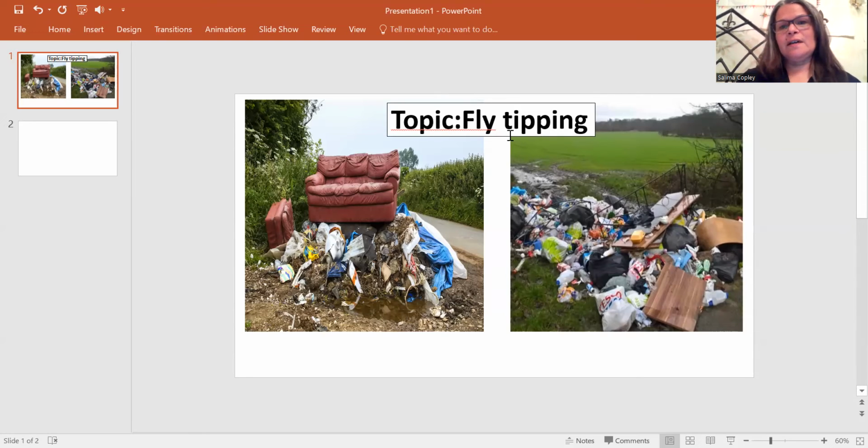So before I start talking about fly tipping, or before I start talking about this subject, here are some pictures of fly tipping. So as you can see, this is the country lane and it is all green and it's supposed to be very beautiful, but this is what some people do. So they just throw their rubbish in the country lane and they don't actually take it to a proper place, even if they have to pay some money.